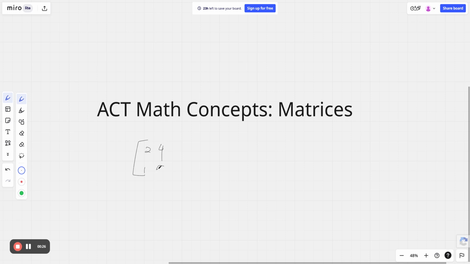So I'll draw an example of 2, 4, 1, 5. This is what a matrix looks like. This would be what is known as a 2 by 2 matrix. This notation would also be written formally as m by n, with m being the rows and n being the columns.